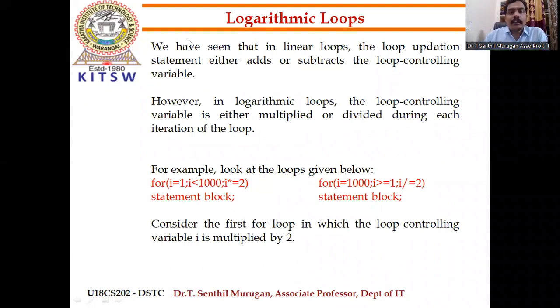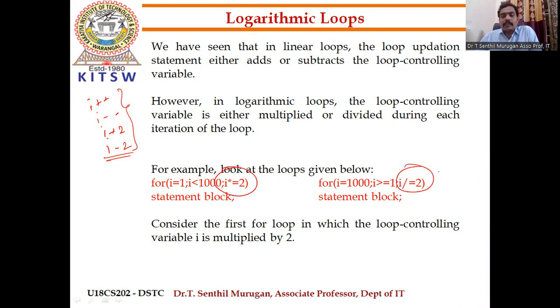Now we can consider the logarithmic loops. What are logarithmic loops? Wherever we are using plus and minus in the loop constraints, like i++, i--, i+2, i-2, these are the linear loops. While we are using multiplication and division in the loop factor, that is, the controlling variable is divisible or multiplied by 2, it will perform the logarithmic operations.